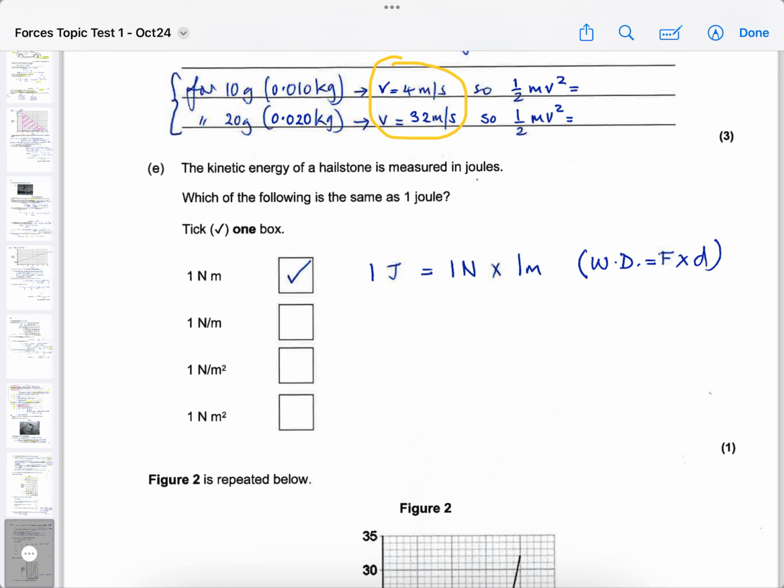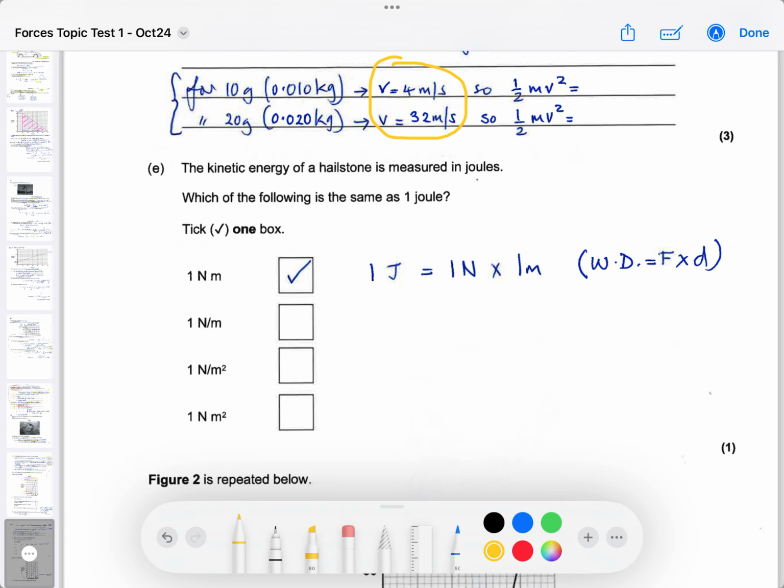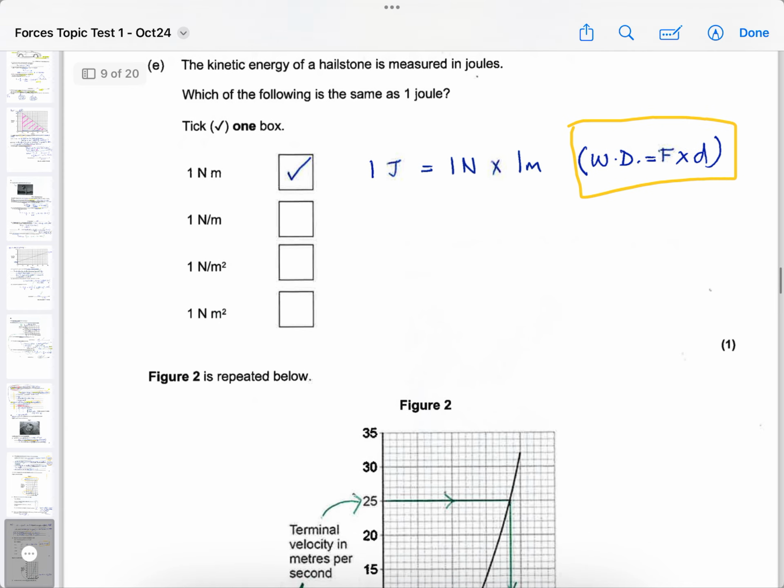The kinetic energy of a hailstone is measured in joules. Which of the following is the same as 1 joule? And the answer is the first one. A Newton times a meter is work done. And work done is the mechanical energy transfer when you do some physical work. The force times distance gives you the answer in joules. So again, this question perhaps is more to do with energy than forces. It depends whether your teacher has taught you this during the forces and motion topic. But anyway, there's a bit of pre-learning for you if you're going to do energy later on. Energy comes in Unit 4 in the Edexcel IGCSE.